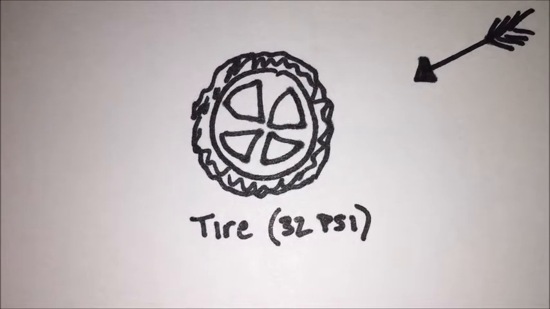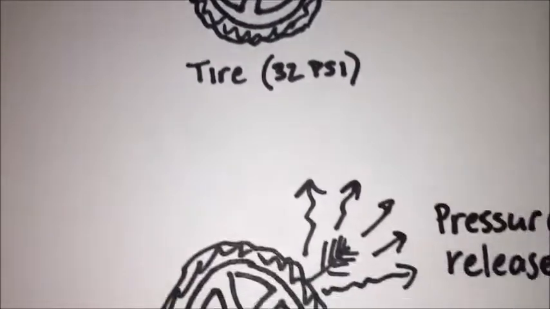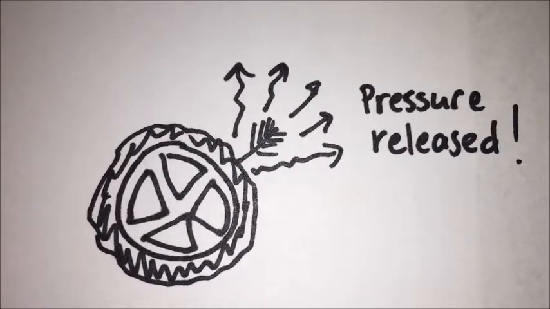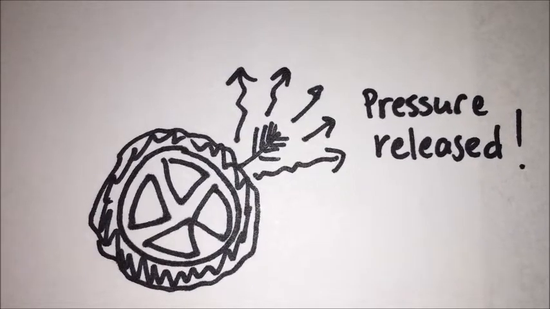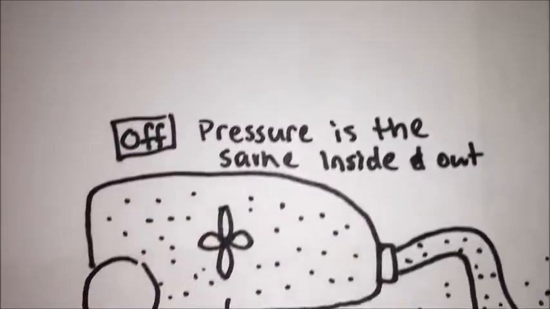There's a lot more pressure in the tire than the atmosphere around it. So the pressure in the tire, which is higher, leaves and moves to the area of low pressure. We used a couple of different examples, such as the vacuum.